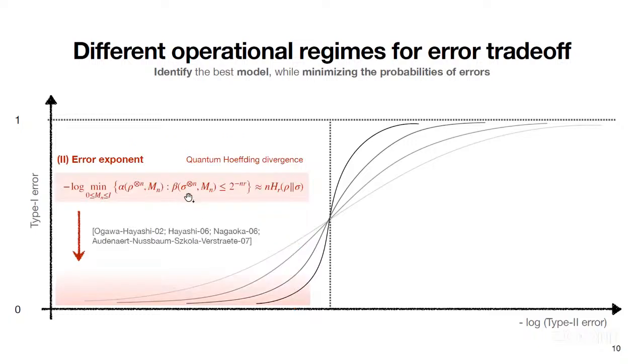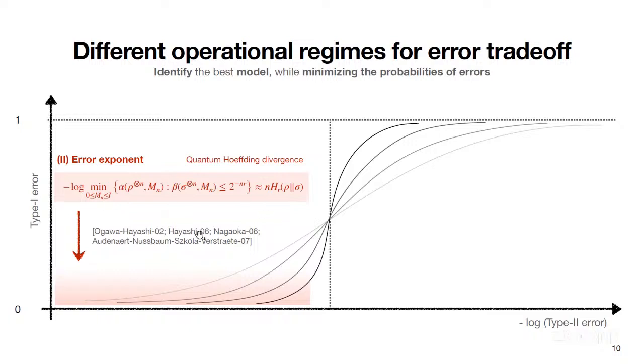Mathematically, it means that you control the type 2 error so that it decays exponentially at a rate no less than r. Then you optimize the type 1 error and you observe its asymptotic behavior. In this case, the optimal exponent is given by the so-called quantum Hoeffding divergence between rho and sigma, something analogous to the relative entropy between rho and sigma, but in this case, it's slightly different.